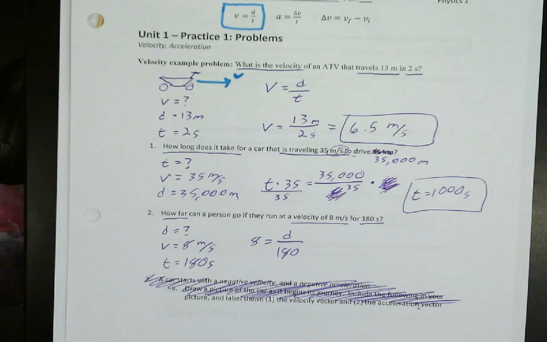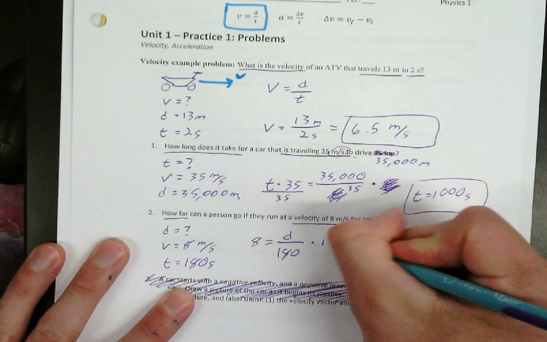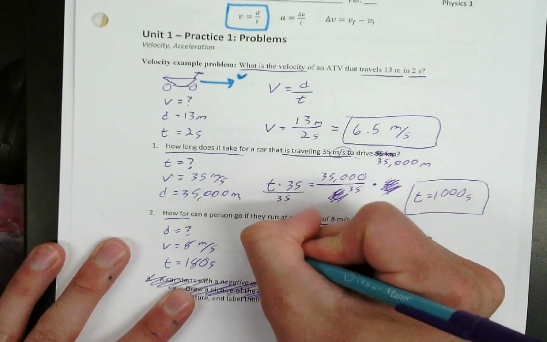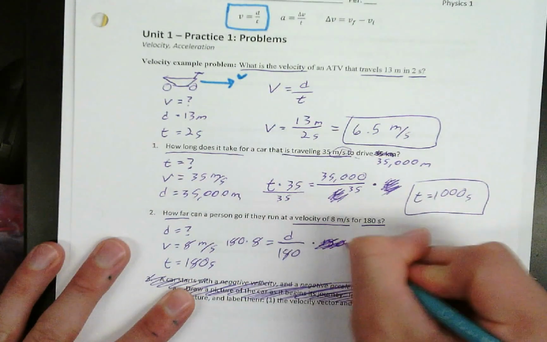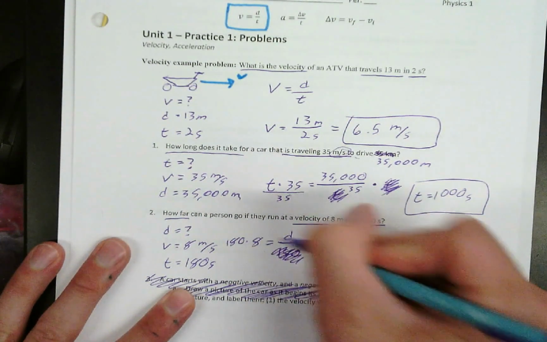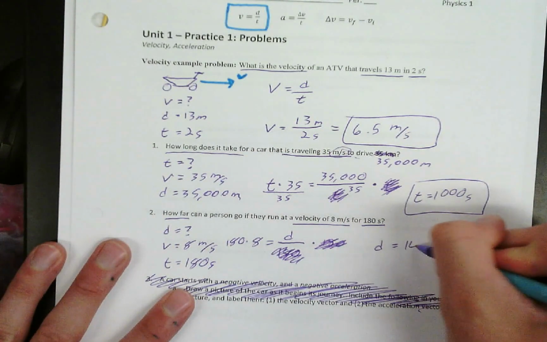Okay, what is being done? I'm dividing d by 180. So the opposite is to multiply d by 180. So I multiply 180 over to both sides. The 180s go away over here. And I get d equals 180 times 8, which is 1440.